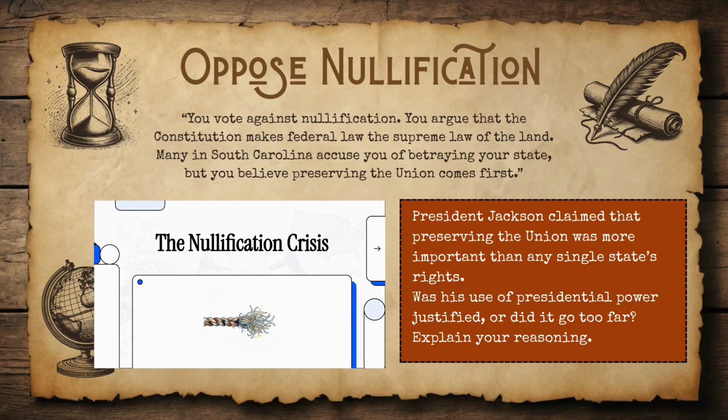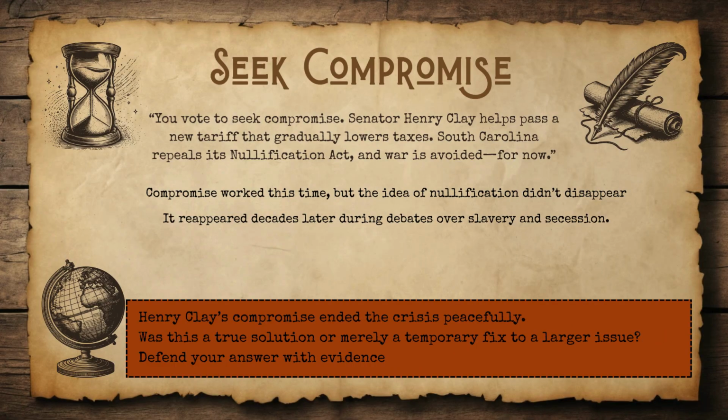All right, let's talk about a time the United States almost completely fell apart. The third scenario presents Henry Clay's compromise solution. Clay proposed gradually lowering tariffs to ease tensions between North and South. South Carolina accepted this compromise and repealed its Nullification Act, avoiding armed conflict, at least for the moment. Analyze, was this a lasting solution, or did it simply delay a larger conflict? While compromise brought peace in 1833, the issue of states' rights continued to divide the nation and would resurface before the Civil War.